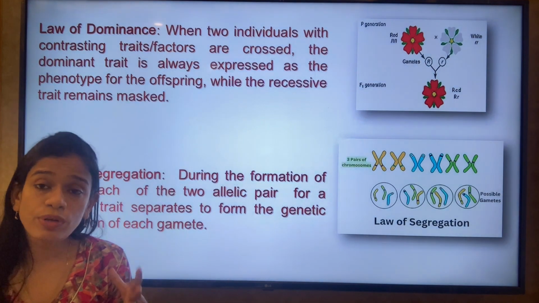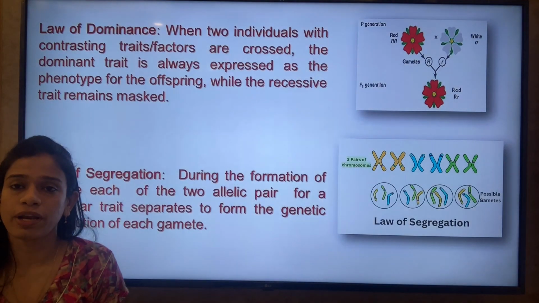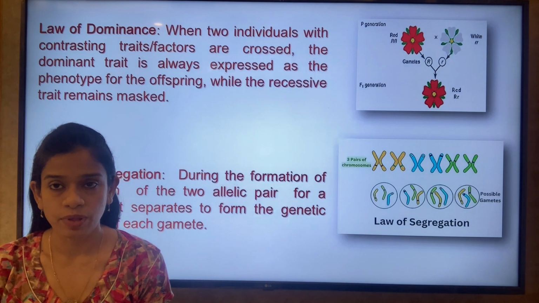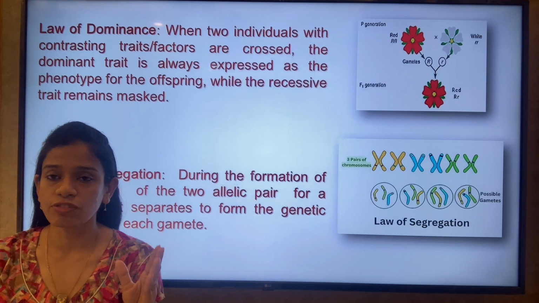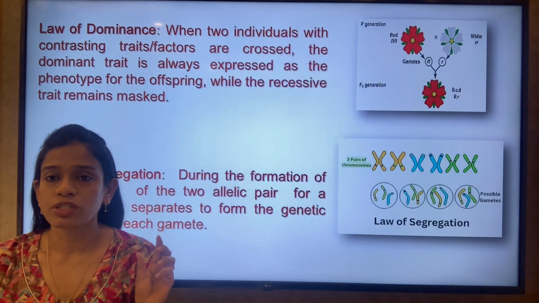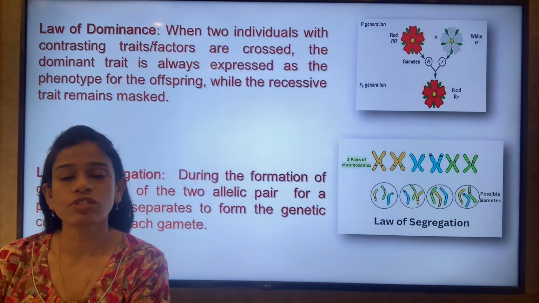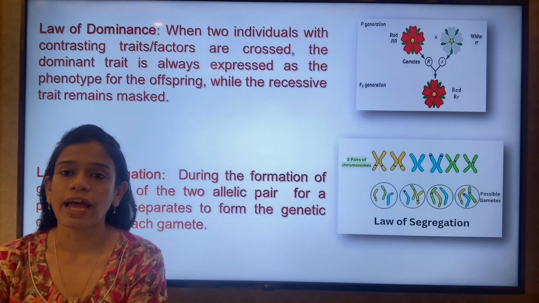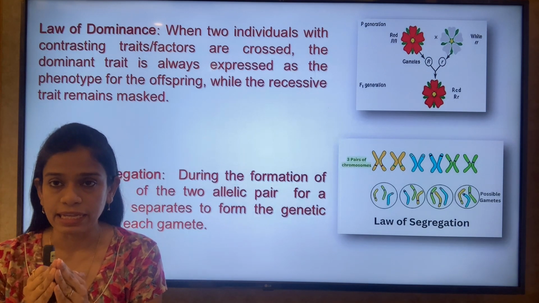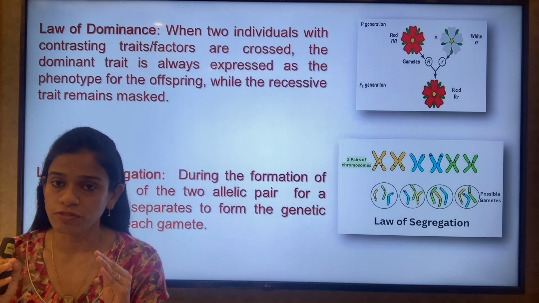Now, if it is only one pair of alleles that you are considering, that is capital T and small t, then during the formation of gametes, the parent having capital T gives a gamete carrying only capital T, and the parent having small t gives a gamete carrying small t. So each of the alleles which constitute a character separates during the formation of the gametes.